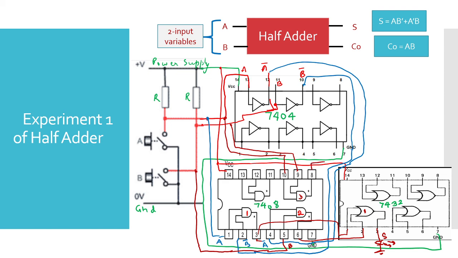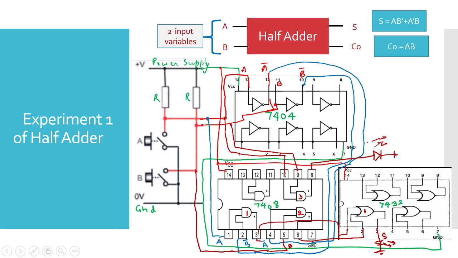Again I will use one more LED to see the output, whether it is 0 or 1. So glowing of the LED will tell you that 0 is there or 1 is there. So I will connect one LED. So this is the experiment number 1 of half adder.